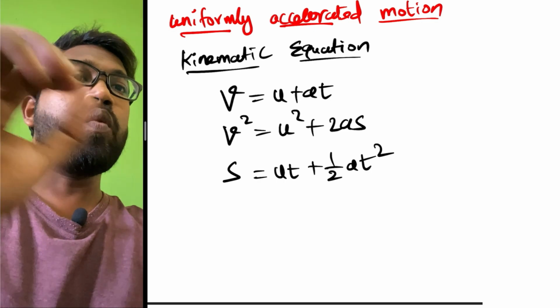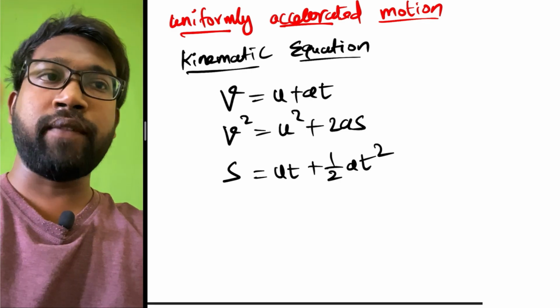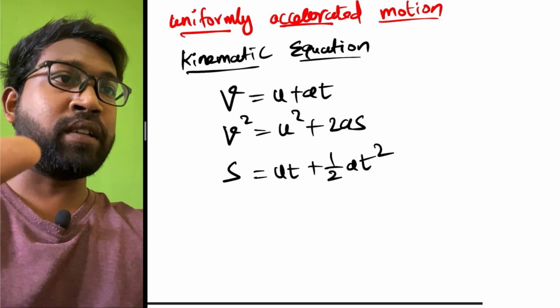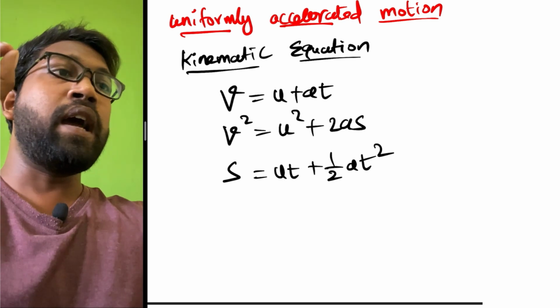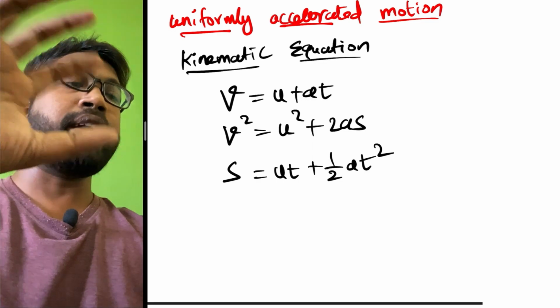Let me tell what the terminologies involved are. V stands for final velocity and U stands for initial velocity, A is for acceleration and T for time taken, and S is for displacement. So these are the kinematic equations.